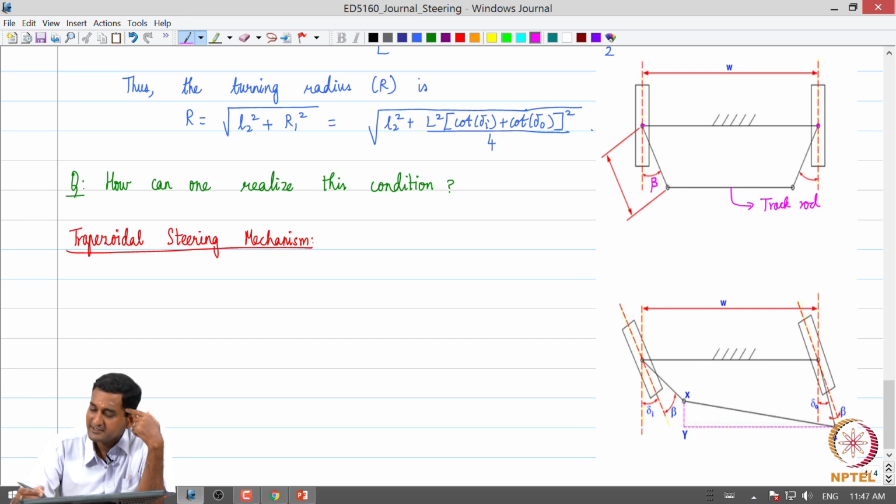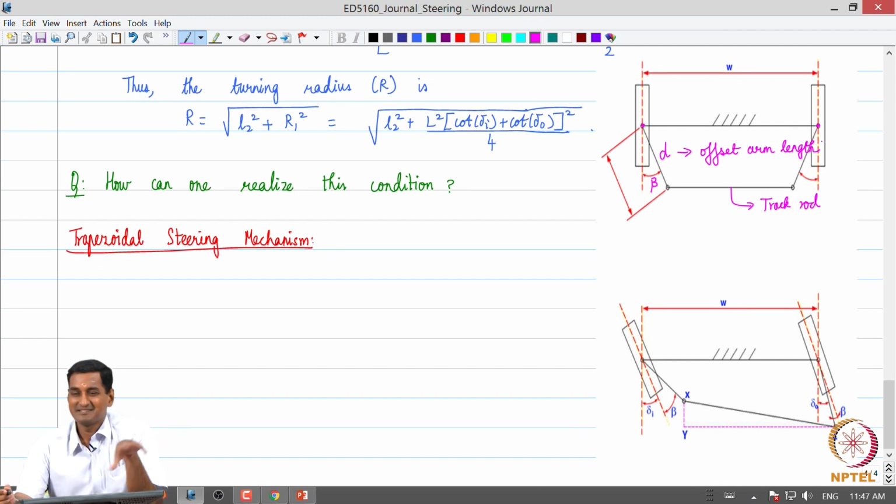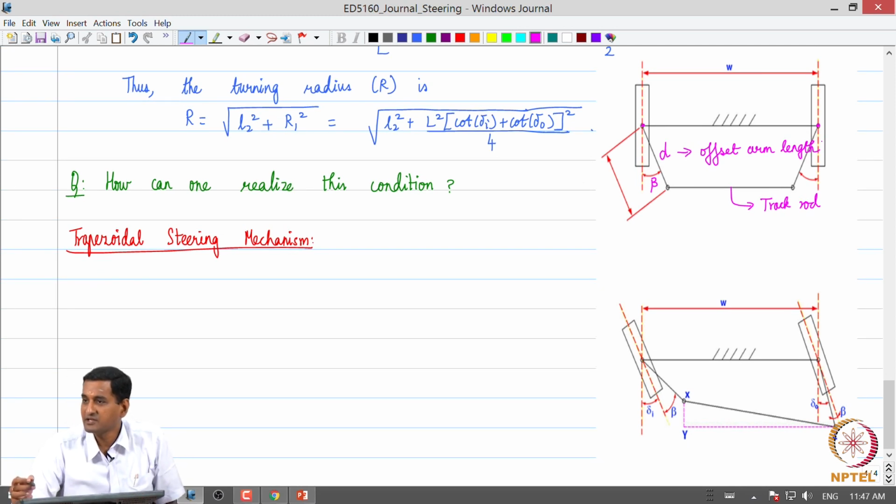This angle is typically represented by beta. That is the angle between the wheel central plane and the rod connecting the track rod to the kingpin. This is typically denoted by D. People call this the offset arm length. As far as this trapezoidal steering geometry is concerned, this is what is called the offset arm length.